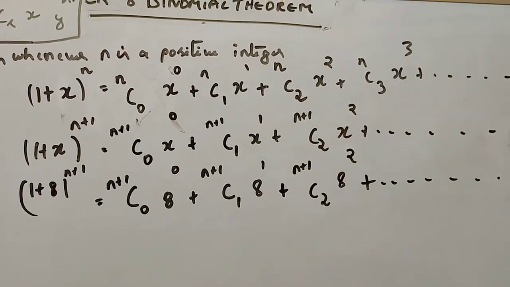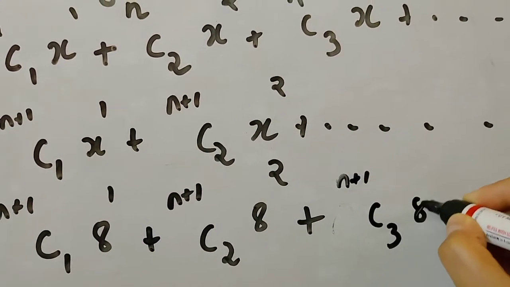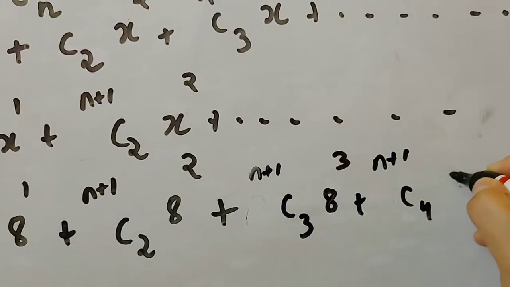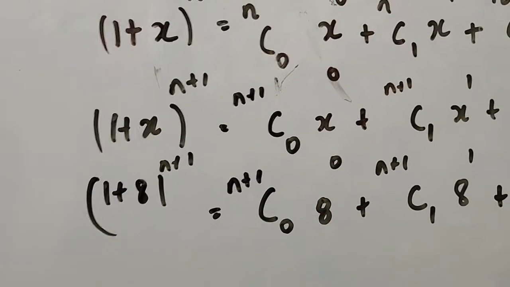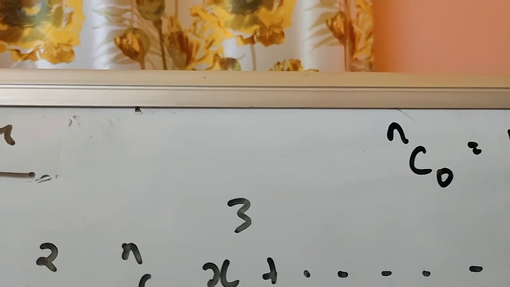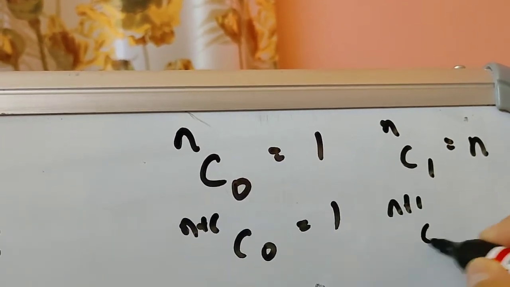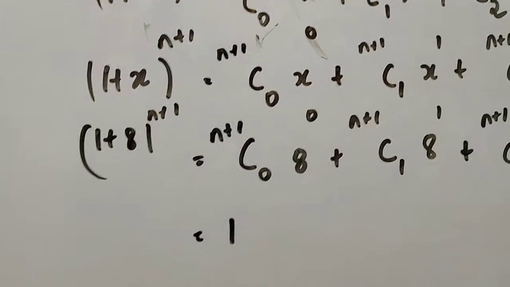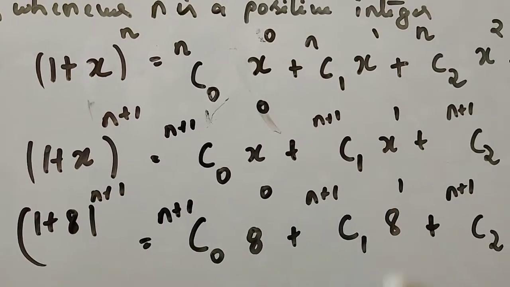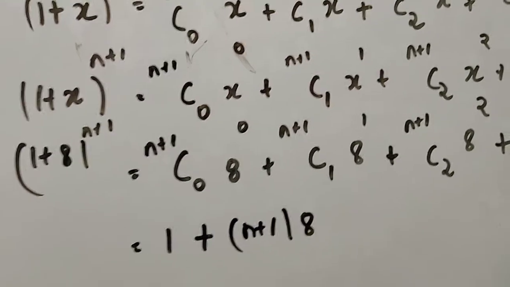I hope till here is clear to you. If you want to go for the fourth term also, what you will get is n+1C3 times 8 to the power 3, plus n+1C4 times 8 to the power 4, and it will go on. Now, n+1C0, by the standard formula nC0 is equal to 1, so n+1C0 will also be 1. nC1 is always n, and n+1C1 will be n plus 1. So straightaway I will put the values. n+1C0 is 1, and 8 to the power 0 is 1, since anything to the power 0 is always 1, plus n+1C1, which is n plus 1, times 8 to the power 1, which is 8, plus.